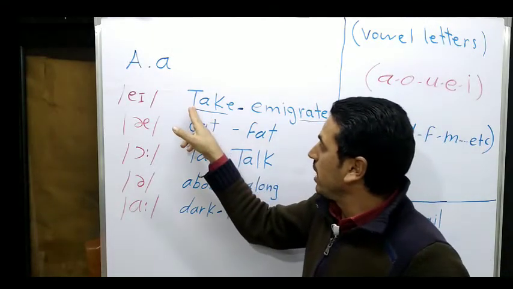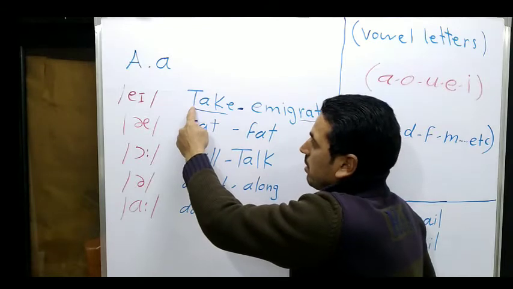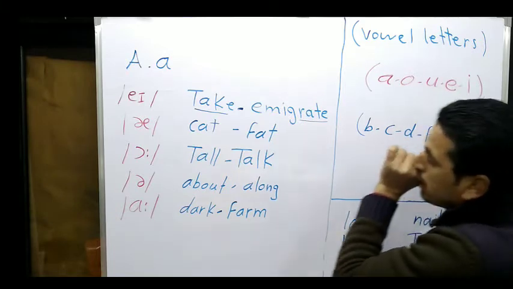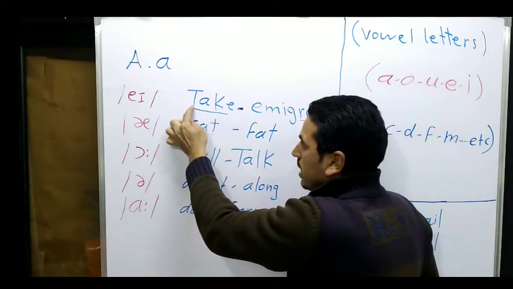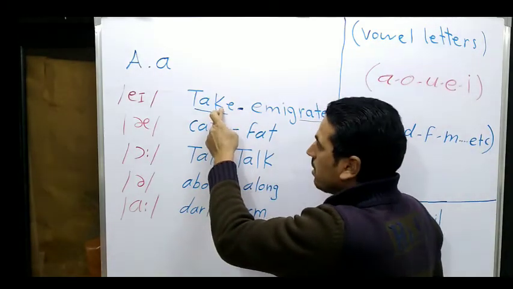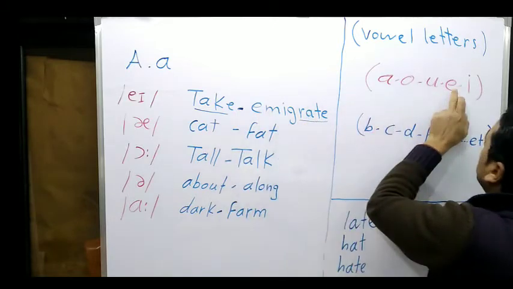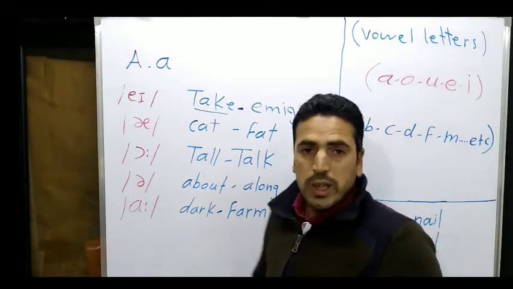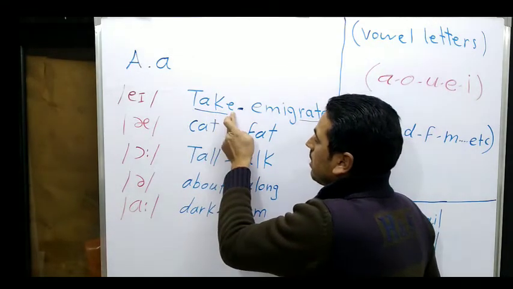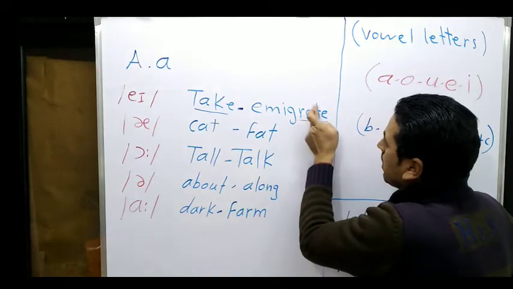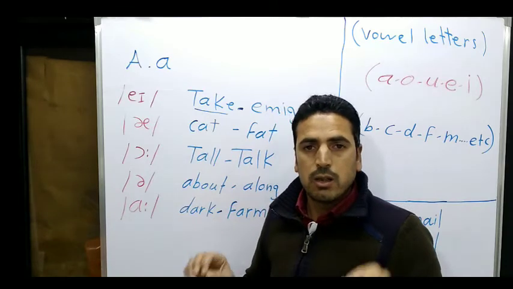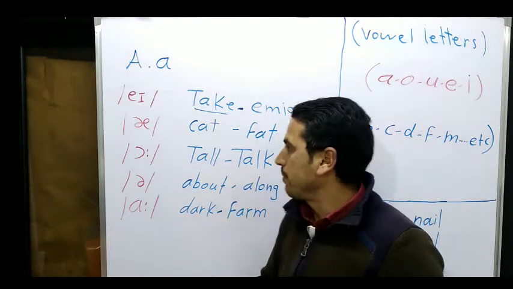Take for example this word take. The first letter is a consonant. It isn't one of these 5 letters. T, consonant. A, vowel, which is the first one. K, consonant. E, vowel, which is the fourth one. So whenever we have this structure, consonant, A, consonant, E, we always pronounce A as A.